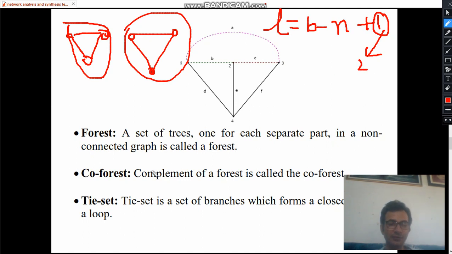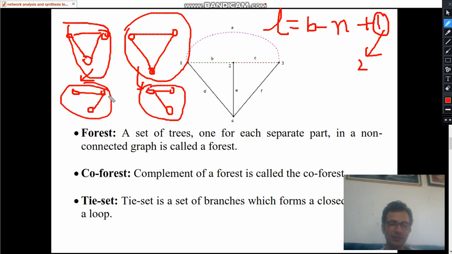Anyway, so forest. Forest is a set of trees, one for each separate part in a non-connected graph, called a forest. So a tree for this, for example, this is a tree for this and a tree for this. Now there are two trees, one tree for this connected graph, one tree for this separate part. So this tree with this tree, they will constitute a forest.